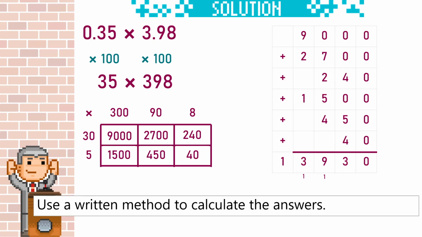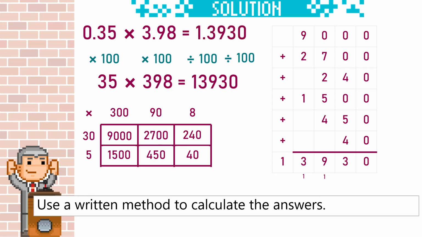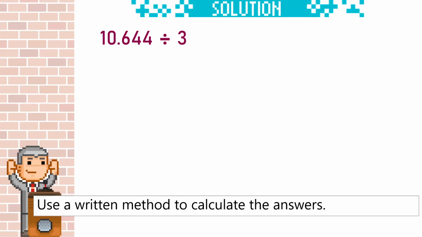Now our answer to 35 times 398 would be 13,930, but that's not what the question was. The question was 0.35 times 3.98. Whatever we did with that original question, we need to undo. Instead of timesing by 100, we need to divide by 100, then divide by 100, which will give us the answer of 1.3930, or 1.393.